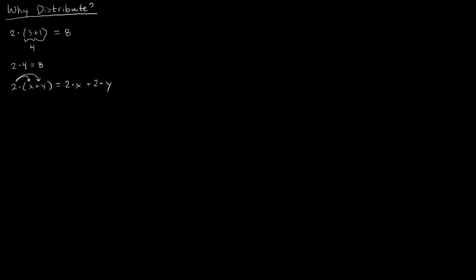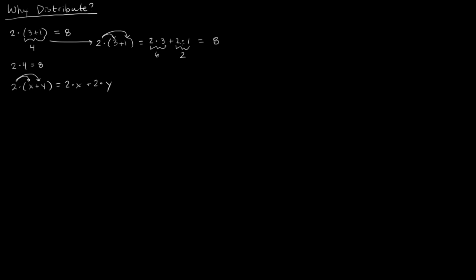But why is this true? One way to test this out is if it works on normal numbers, then it should work on variables because variables are the same thing as numbers. Variables are just placeholders for numbers. So we do that here. So 2 times parentheses 3 plus 1. We distribute this. Then we get 2 times 3 plus 2 times 1, which is 8, since this here is 6 and this here is 2.